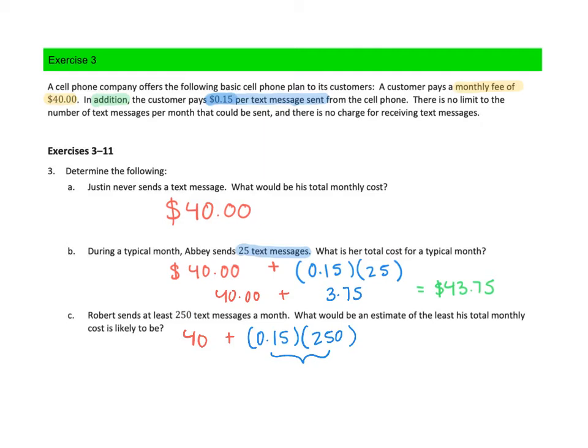250 times $0.15 becomes $37.50. And we're adding that to our 40 for the monthly cost. And we get a total of $77.50.